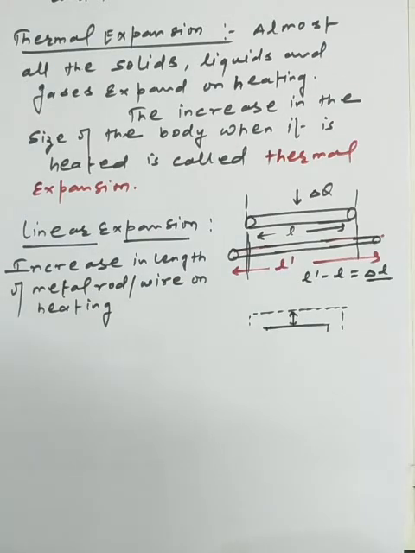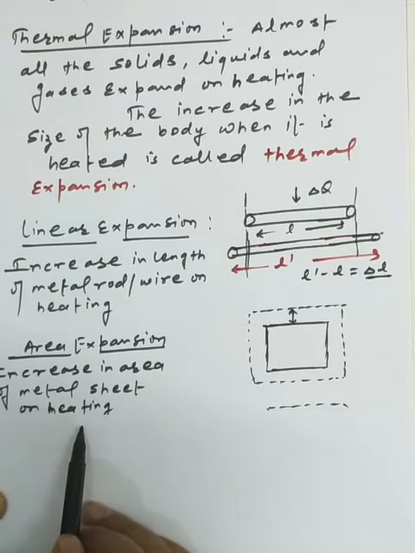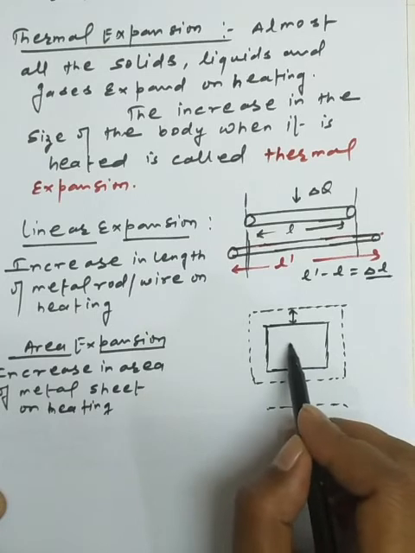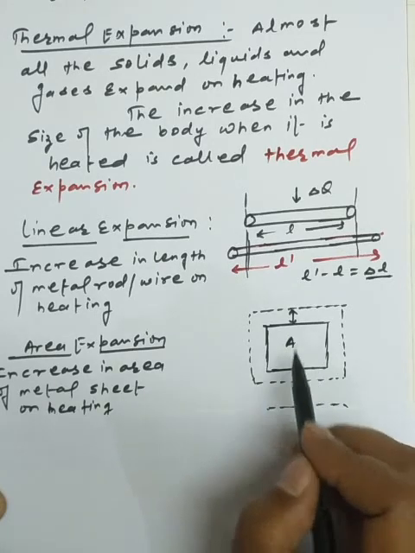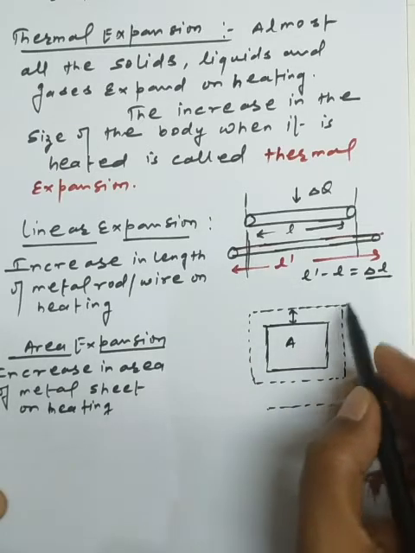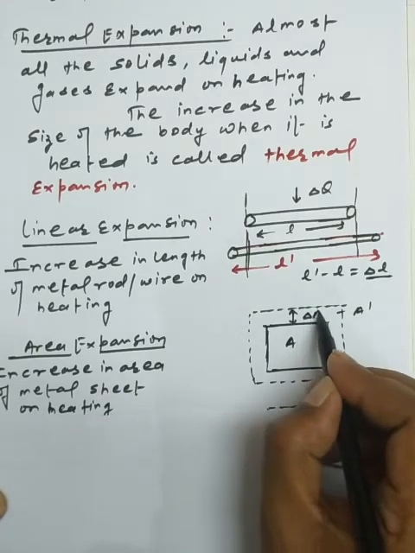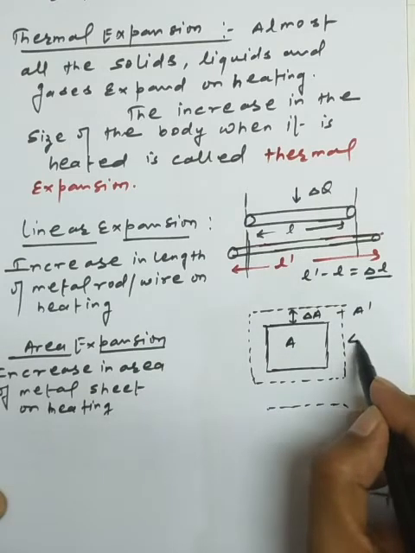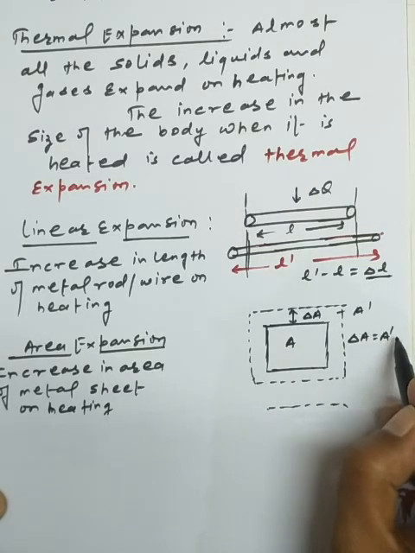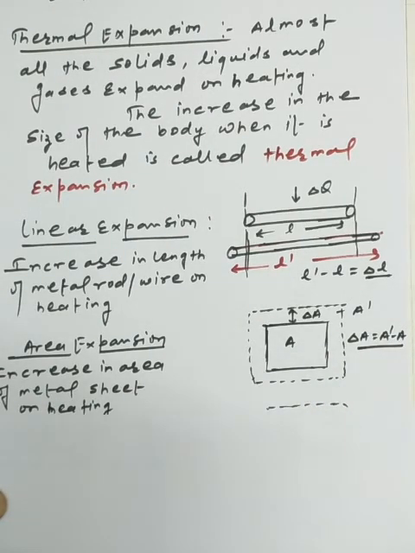Next we have the area expansion. Simply, it's an increase in the area of a metal sheet on heating. This is a sheet having the initial area A, and on heating there is an expansion in the sides of that square sheet. The new area is A dash, and definitely there is an increase in area, called delta A. So delta A can be stated as final area minus initial area. This is simply the meaning of area expansion.